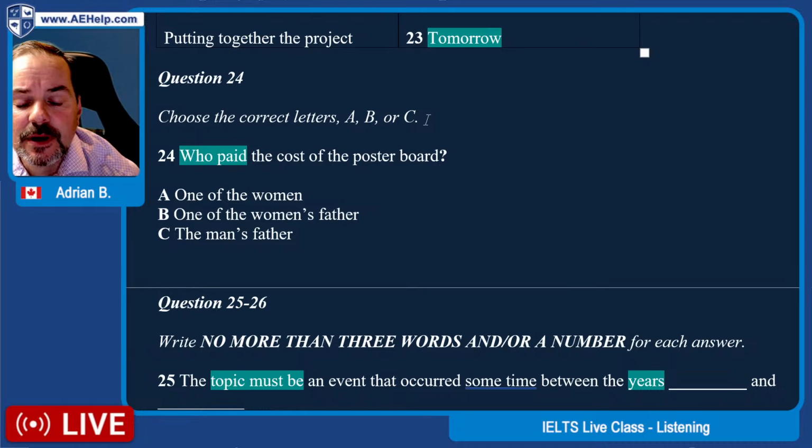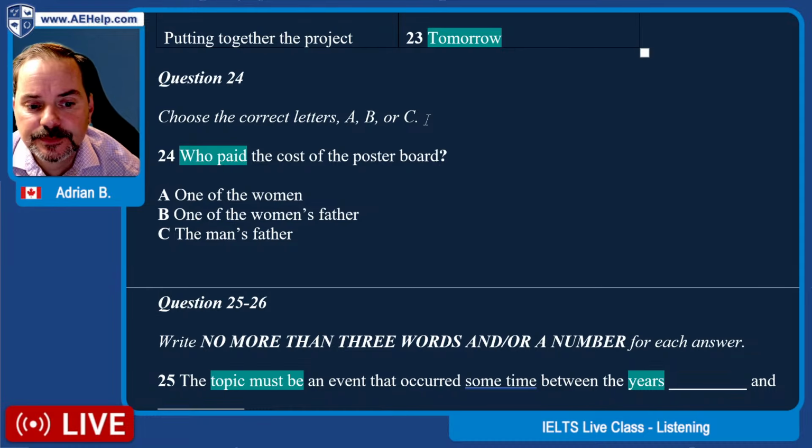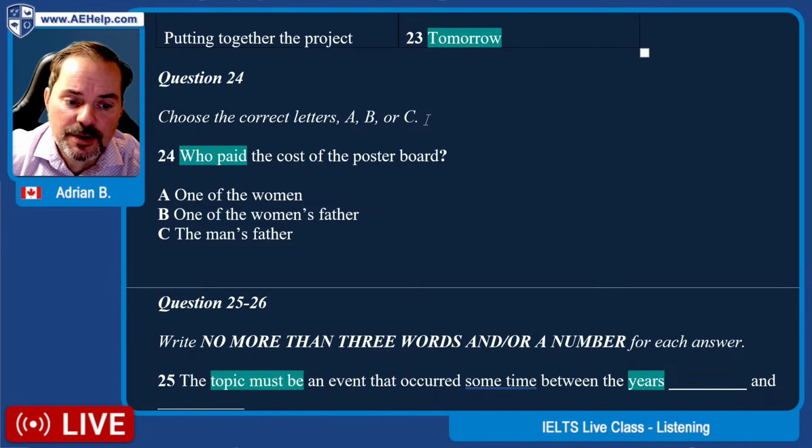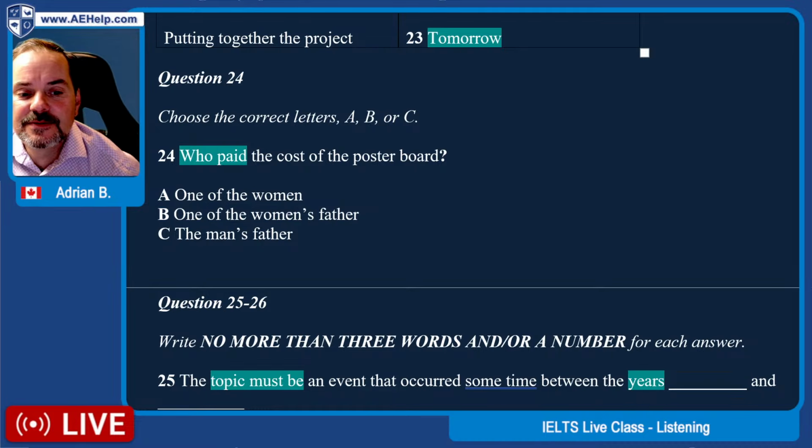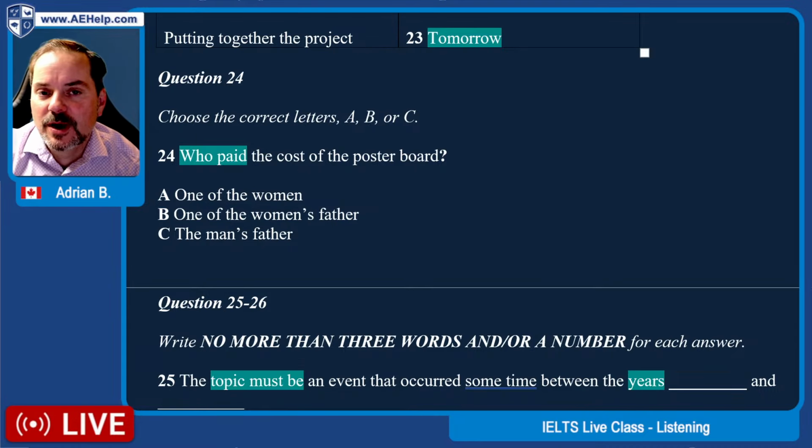All right, who paid for this poster board? So who put the money in? Was it one of the women, one of the women's father, or the man's father? Again, this is an inference type question. You have to get it.